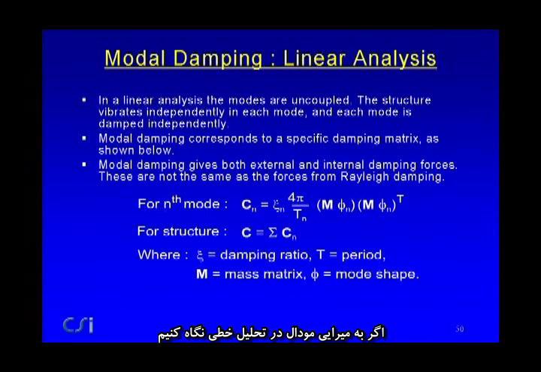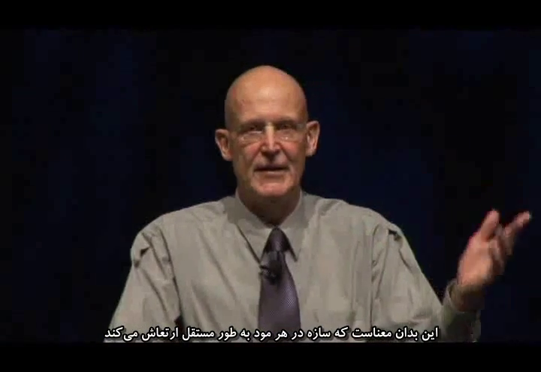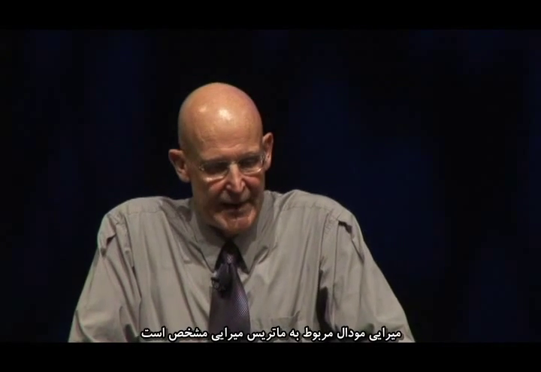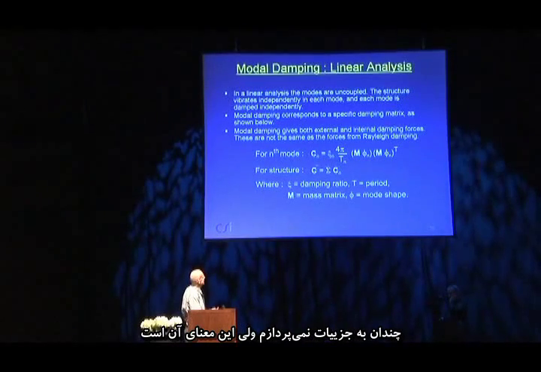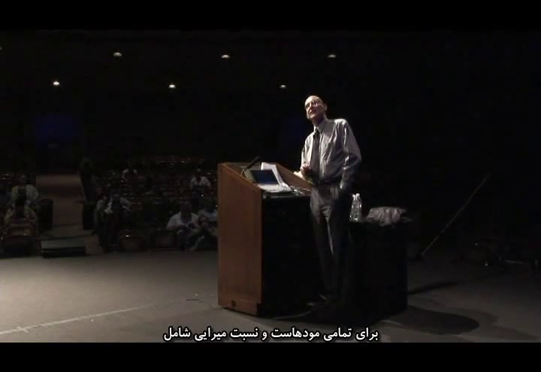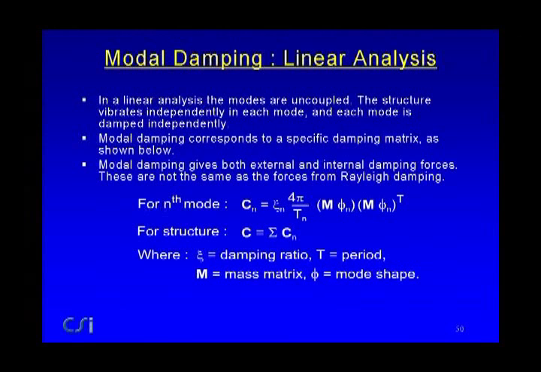If we look at modal damping for linear analysis, in a linear analysis the modes are all uncoupled. That means the structure vibrates independently in each of the modes, and they all get mixed up in some way. Modal damping corresponds to a specific damping matrix, and I'm not going to get into details, but this is what it means. The damping matrix for a linear analysis is the sum over all the modes of the damping ratio term, the period, the mass matrix, the mode shape, and a few things like that. You don't ever evaluate it explicitly, but it does mean a specific damping matrix.